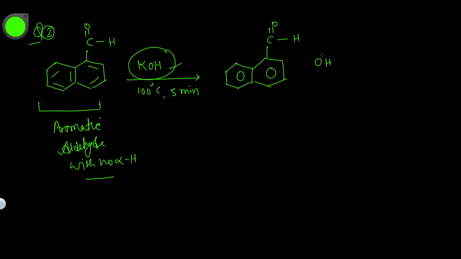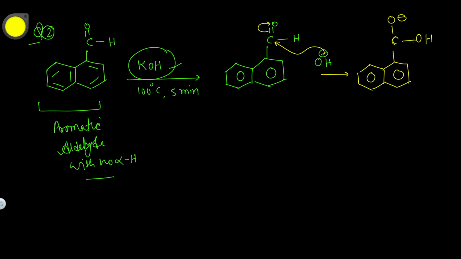This OH minus, the KOH base, will work as a nucleophile. It will attack this carbonyl center because it is an electron deficient center, and then this double bond will shift onto the oxygen, and then you will find something like this. We have OH here, right, and the hydrogen also, right?